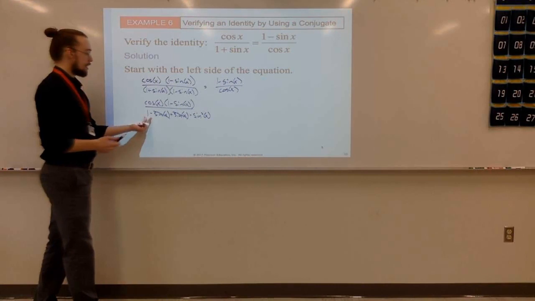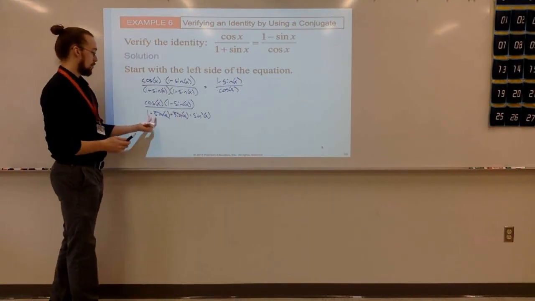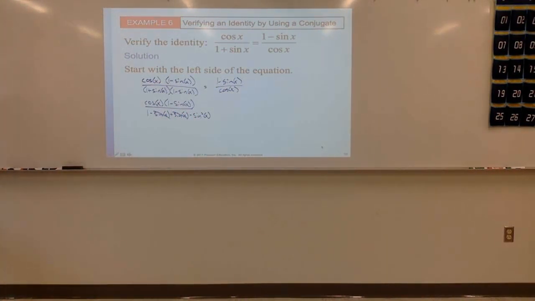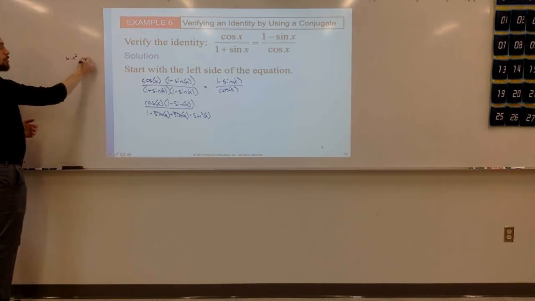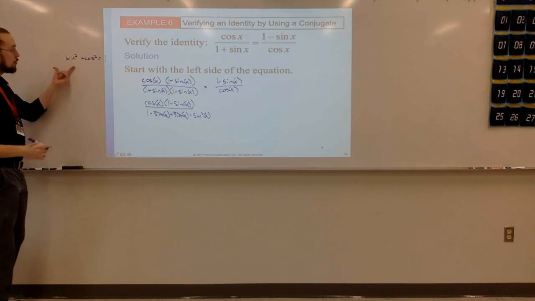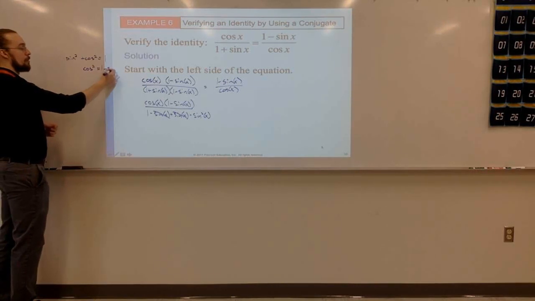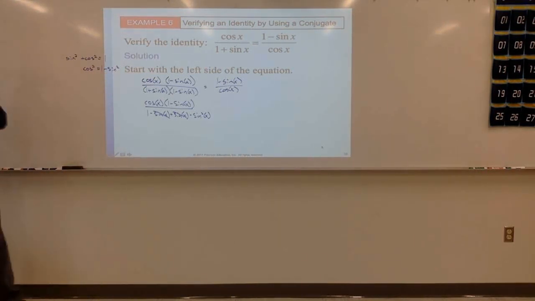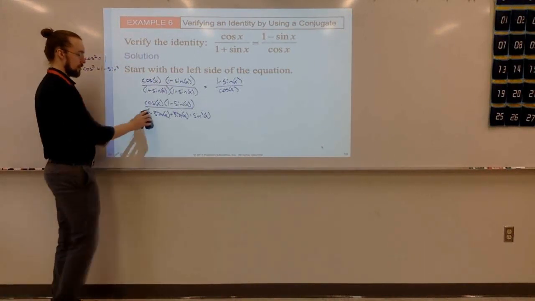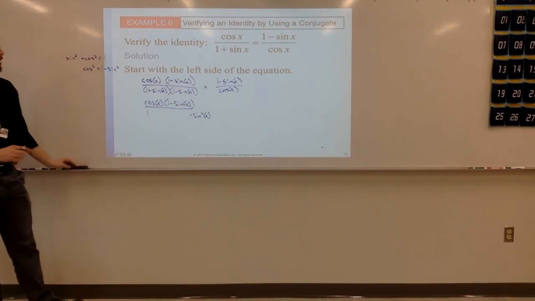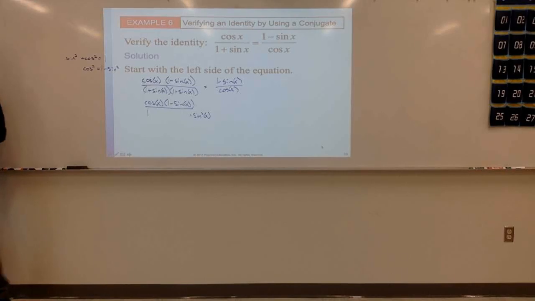So now, in the denominator, I'm just left with 1 minus sine squared. Well, that's one of the manipulations of a Pythagorean identity that we just looked at. If we know that one of our identities is sine squared plus cosine squared equals 1, well, I can subtract the sine squared over and have cosine squared equals 1 minus sine squared. So in the denominator here, I'm going to go ahead and erase this. We just have 1 minus sine squared. I can replace that with cosine squared.